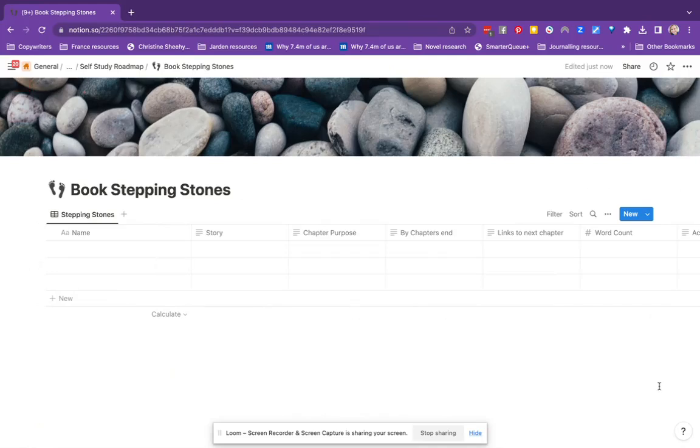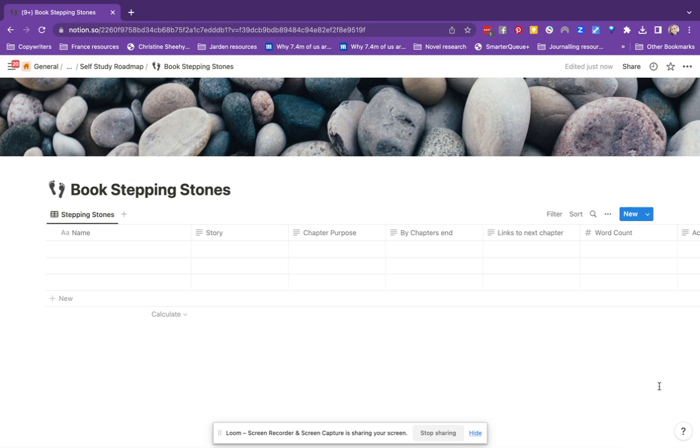So this exercise is about finding the logical flow of your book. You've done some work now to identify the timeline of your book and the scenes that you're going to include in your book. And so what I want you to do now is to fill out the stepping stones which you will find inside your Notion board.